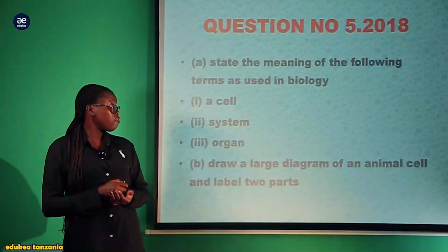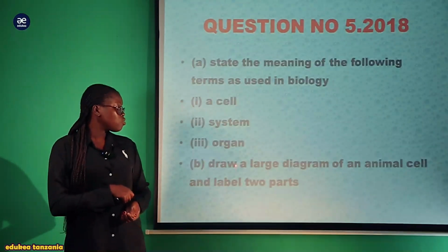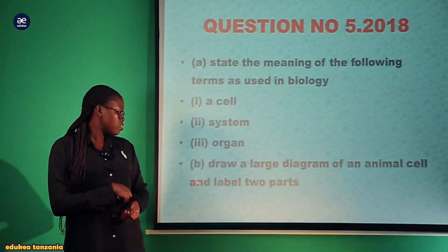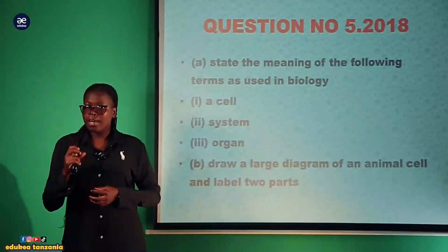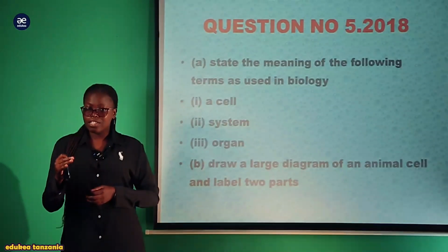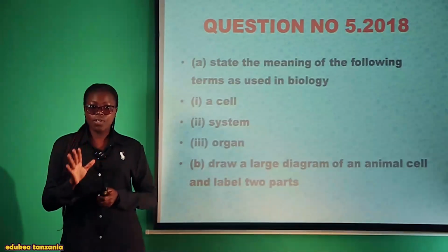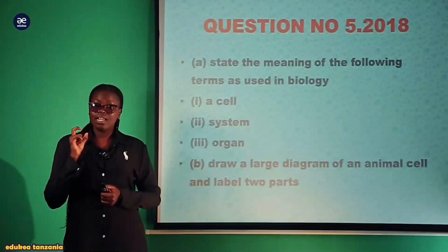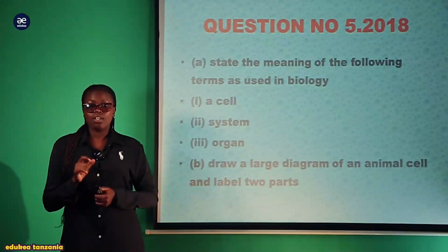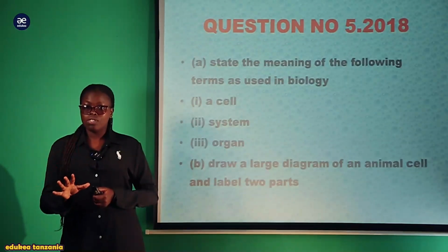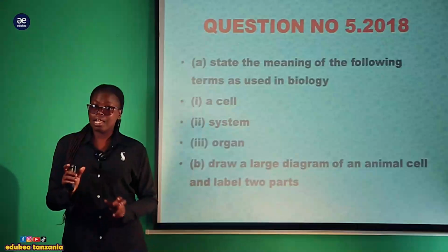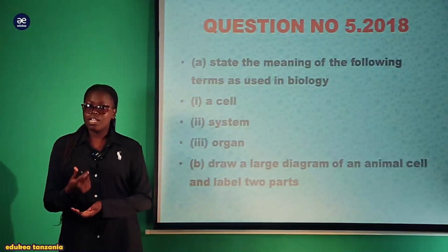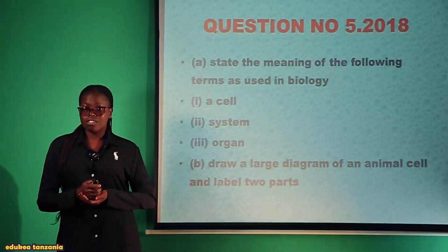Also, in question number 5, Roman B, you are needed to draw a large diagram of an animal cell and label only two parts. Draw a well-labeled, large diagram of an animal cell. After drawing it, please label only two parts, not more than two. Just indicate what you have been asked. You have been asked for two parts, so please label only two parts. Failing to do so means that you fail to follow the instruction.